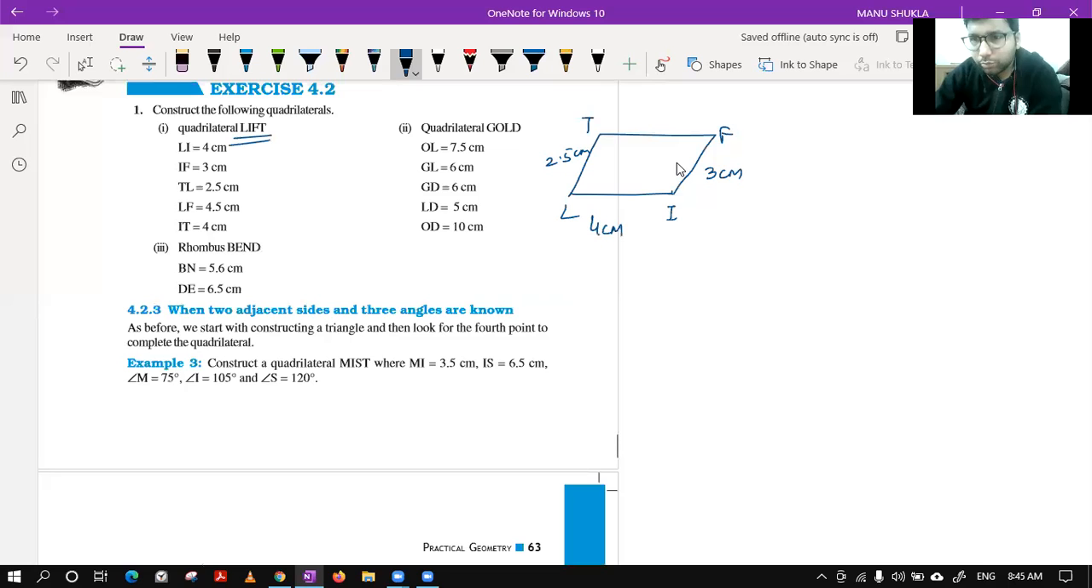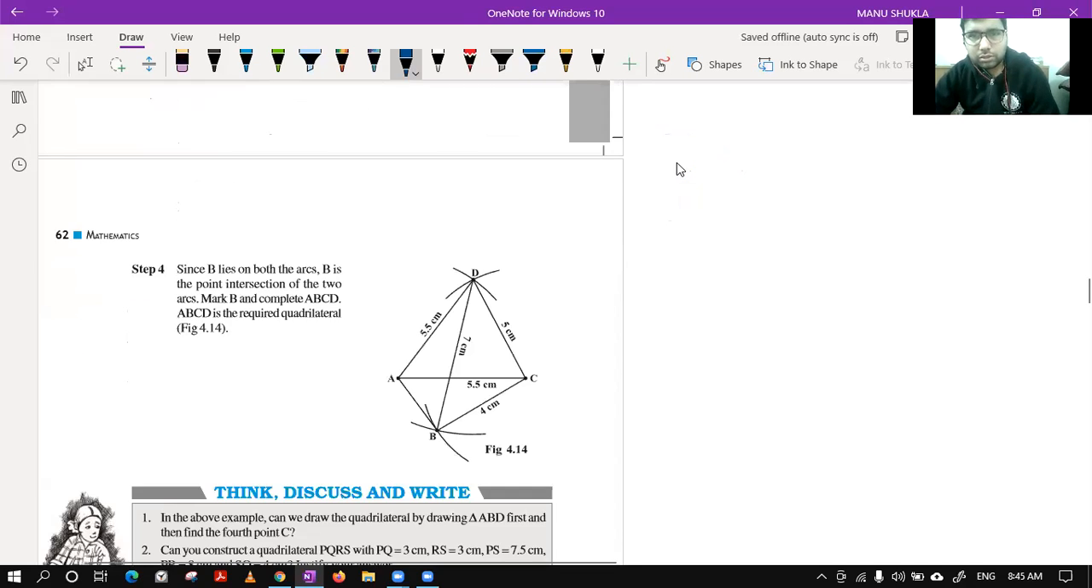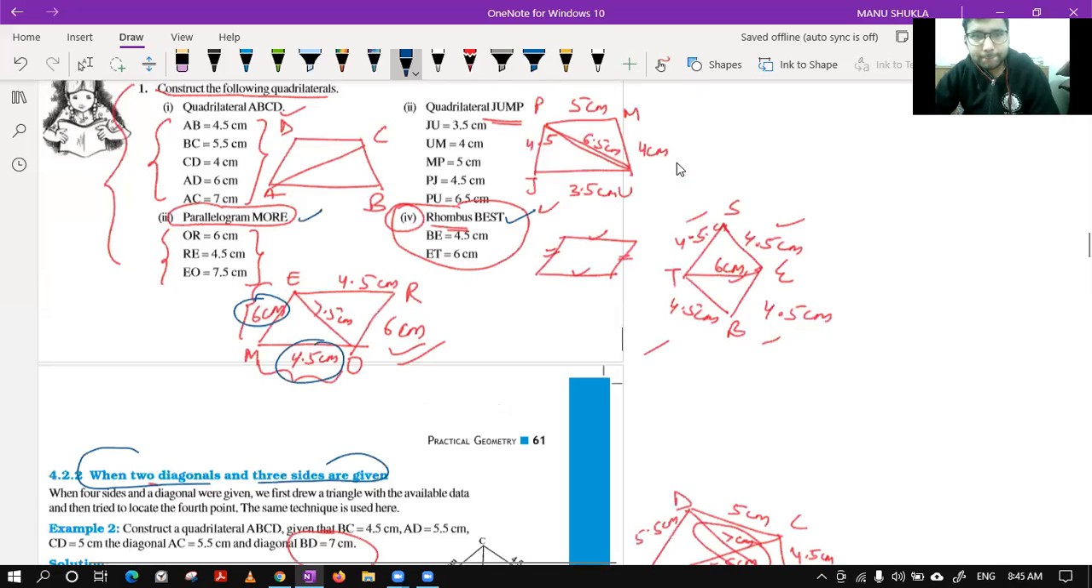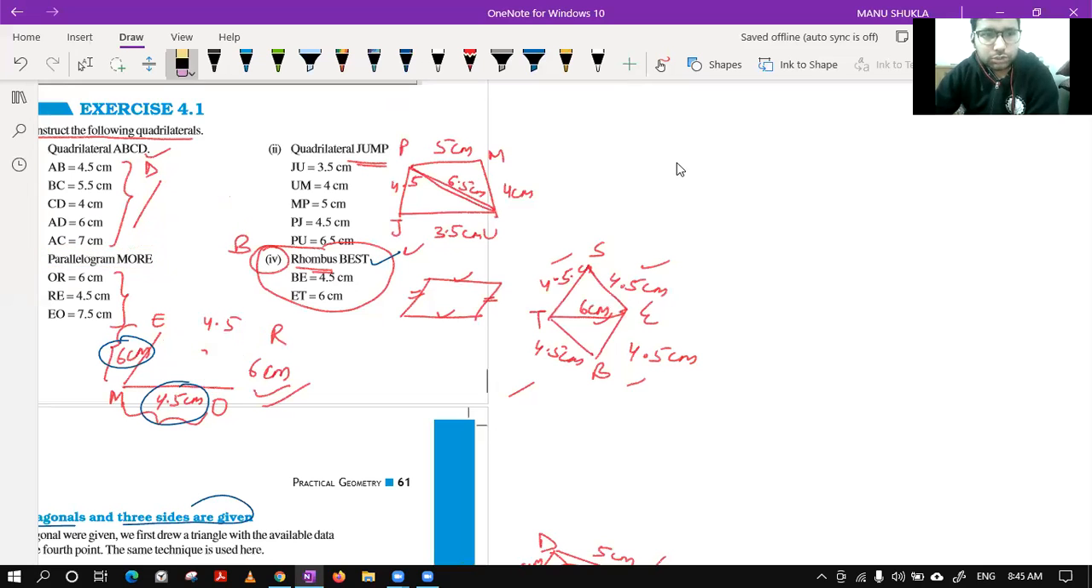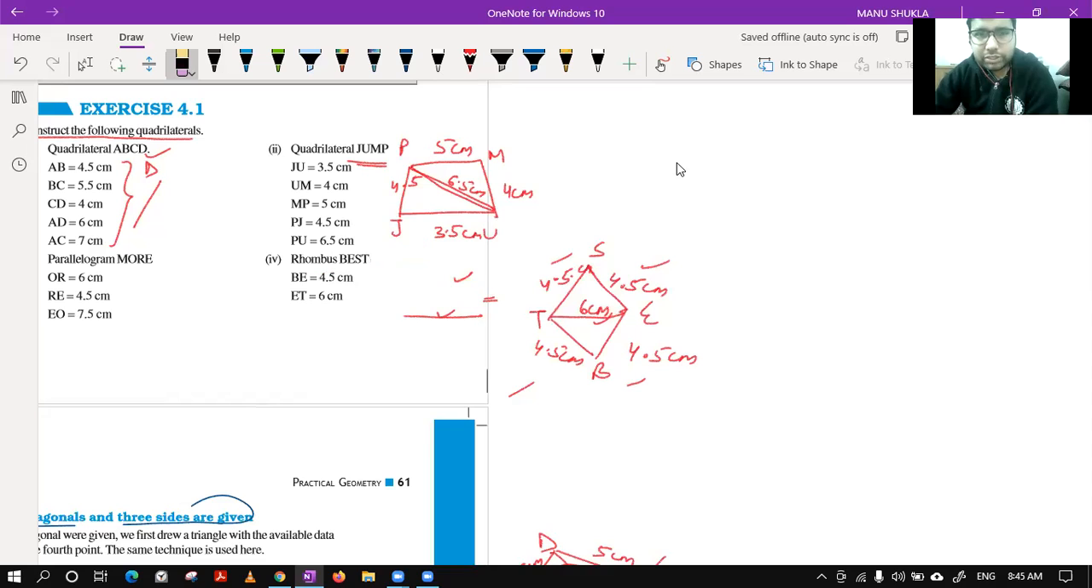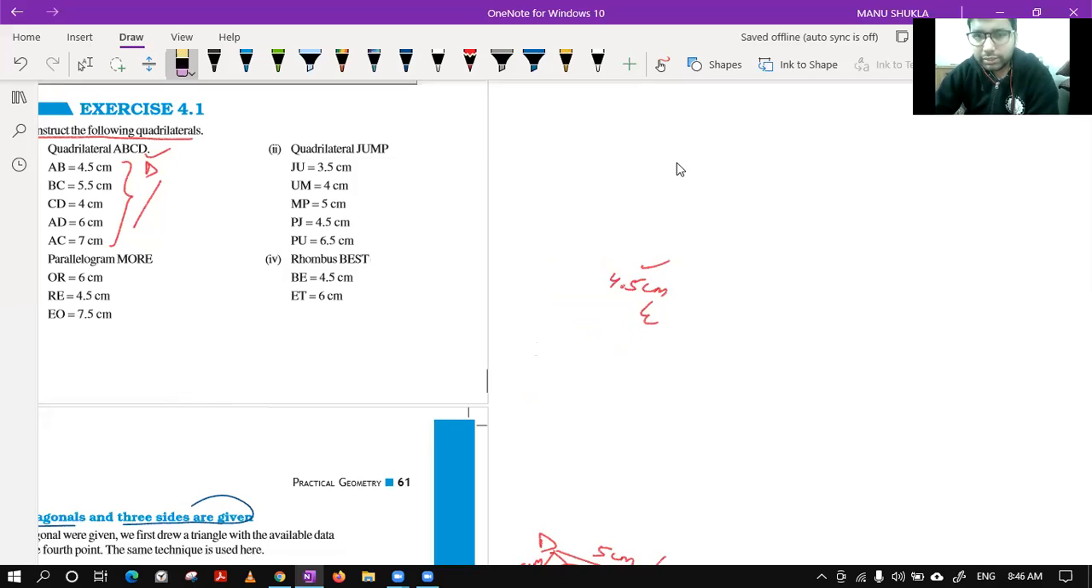So please explain rhombus once again. Okay, Ananya, 1 second. Just 1 second. This is the first case in which we should have four sides measurements and one diagonal. So let's see.